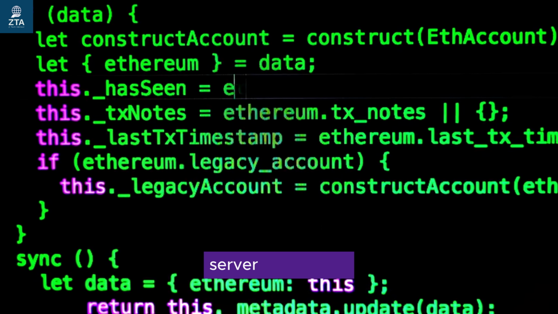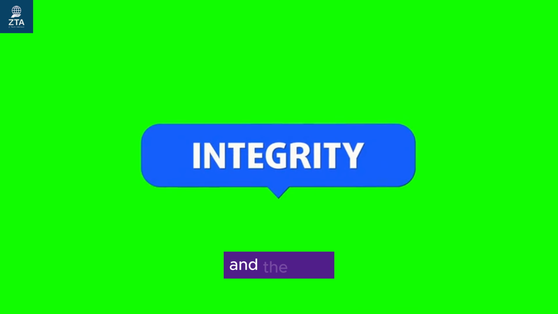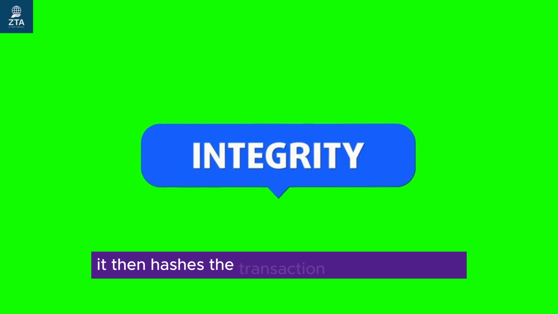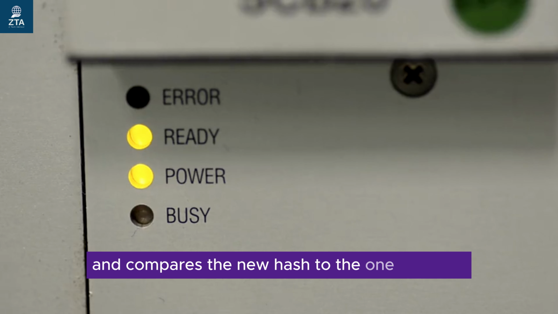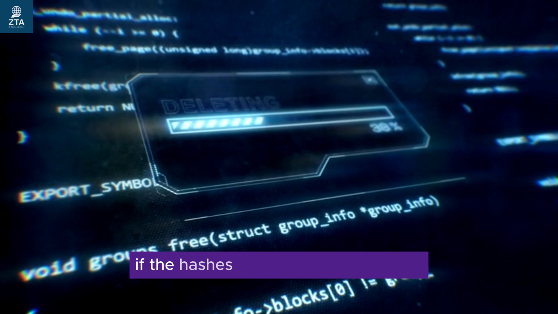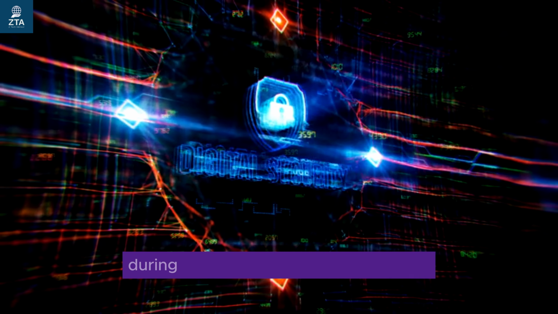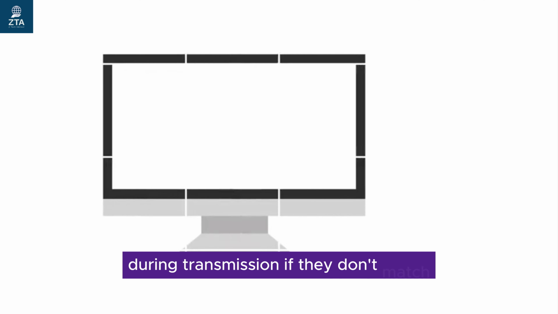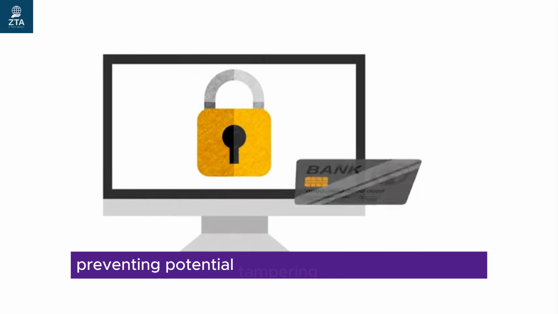2. Server verification. The server receives the transaction request and the hash. It then hashes the transaction details on its end and compares the new hash to the one received. 3. Integrity check. If the hashes match, the server knows the transaction details weren't altered during transmission. If they don't match, the server rejects the transaction, preventing potential tampering.